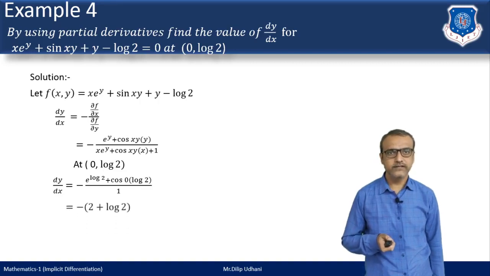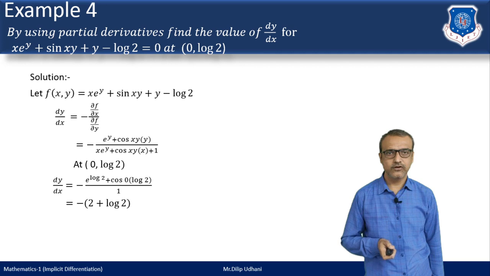Now the value of e raised to log 2 is 2, because e raised to log y to base e is y, so e raised to log 2 is 2. The value of cos 0 is 1, and 1 into log 2 is log 2. So dy by dx at point (0, log 2) for the given implicit function is minus into bracket 2 plus log 2.